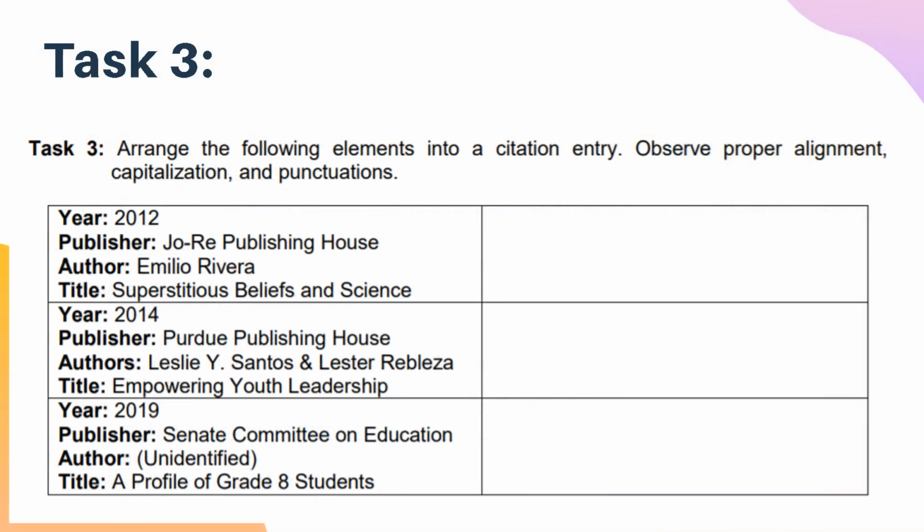All right, so you have to do the task 3, which is to arrange the following elements into a citation entry. You have to observe proper alignment, capitalization, and punctuations. So you have to write this on a separate sheet of paper.